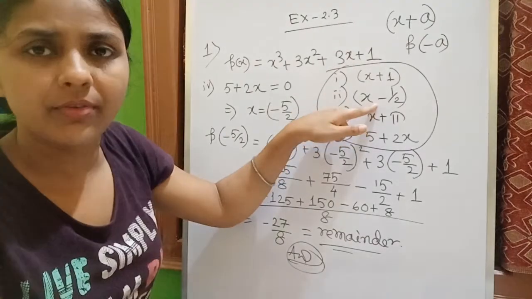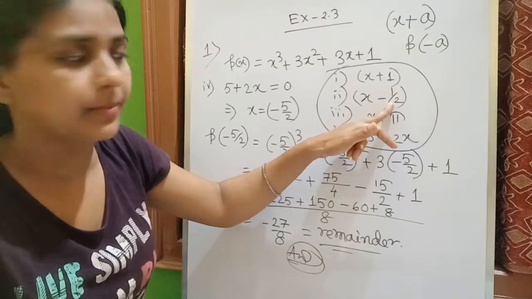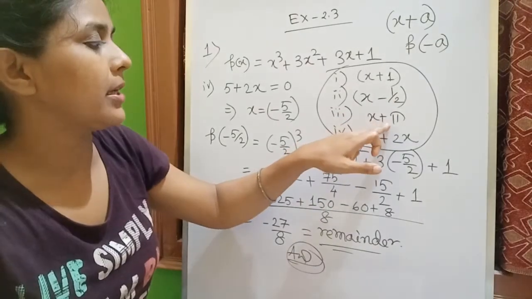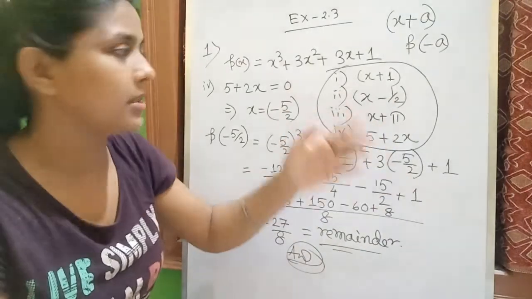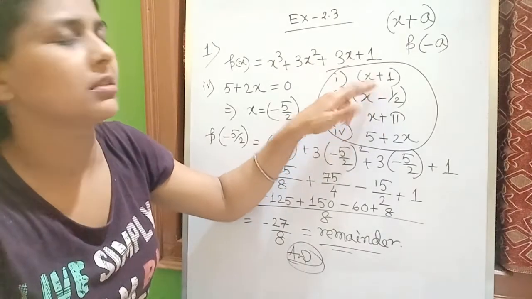This is straightforward. It is given x minus half, that means you have to find out p of half. And this one, you have to find out p of minus pi. Similarly, it's very similar to number 1.